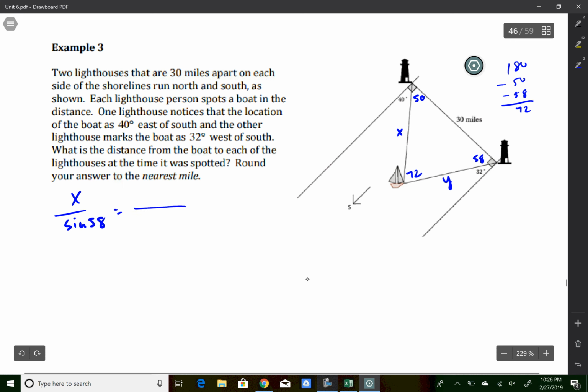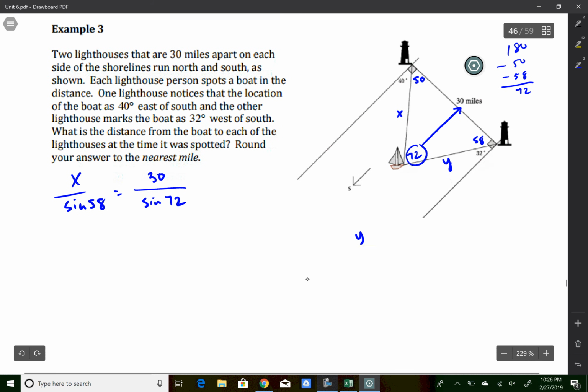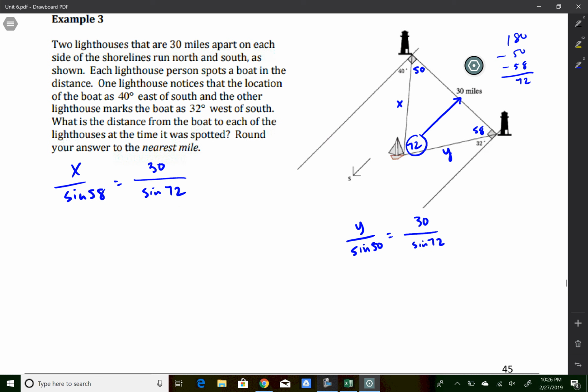And I want to use a ratio that's a matching pair here that has numbers in it. So 30 miles over the sine of 72. The ratio I'd want to use to find y is going to be y over the sine of 50 is equal to 30 over the sine of 72. So I'm solving 2 problems that look very similar, that use some of the same numbers. They just have a different ratio as one of the parts.